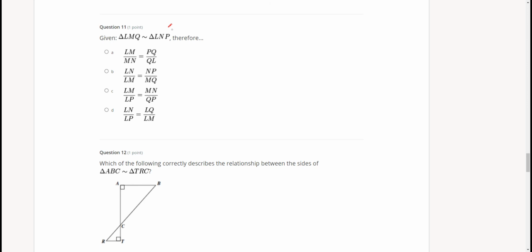So here, if you do not have a picture, draw one. So if I have LMQ and LNP, I go through here and I know LM has to go with PQ and LM has to go with MN. Is MN even a side? Are M and N sides? They're not. So that's automatically wrong. Anywhere I see MN is not even going to be possible because that's not even a side.